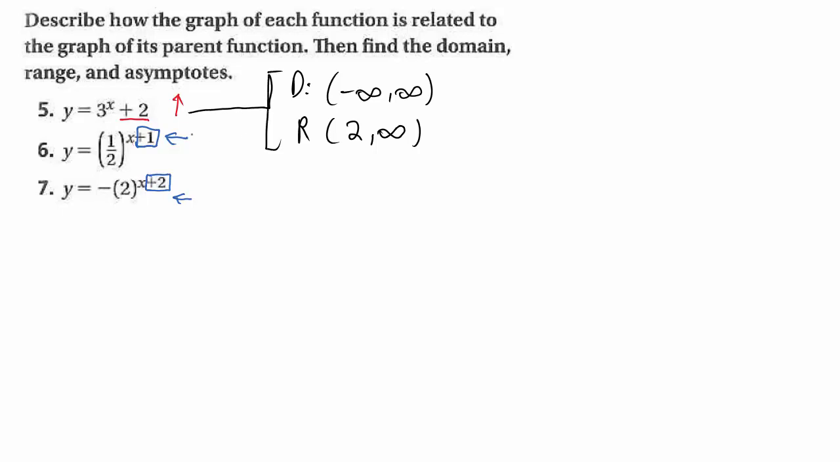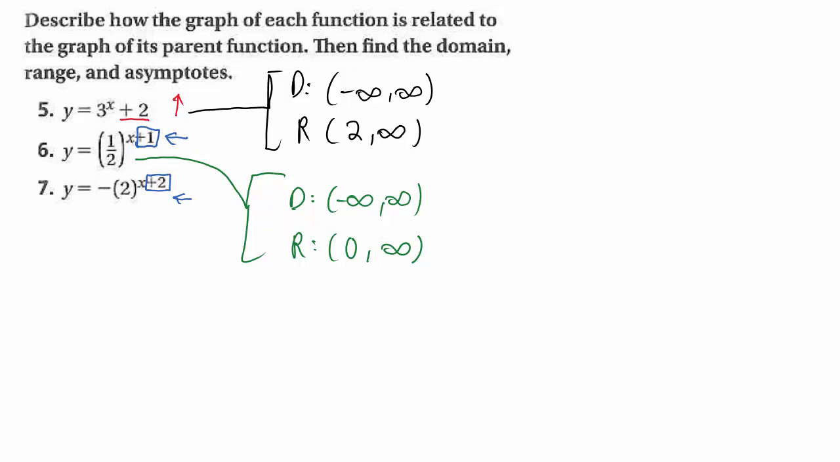For number 6, again, the domain isn't affected, even though it's moved to the left by 1. If you subtract 1 from both of these infinities, you still get infinity. So you can't really affect the domain when your original domain is all real numbers. But the range is going to be the standard range from 0 to infinity. And you can look at the graph to confirm that.